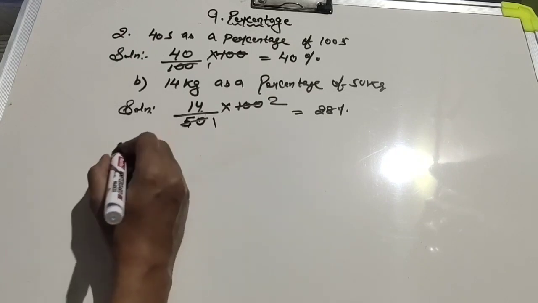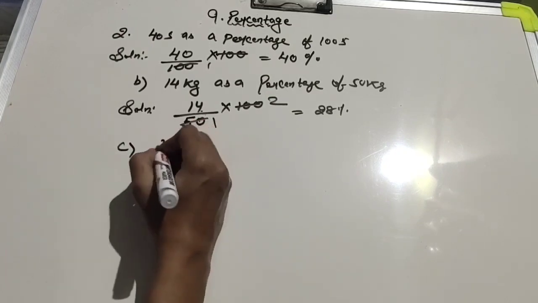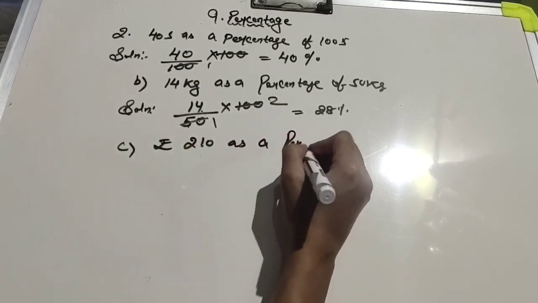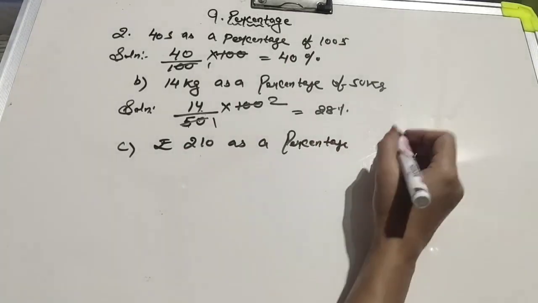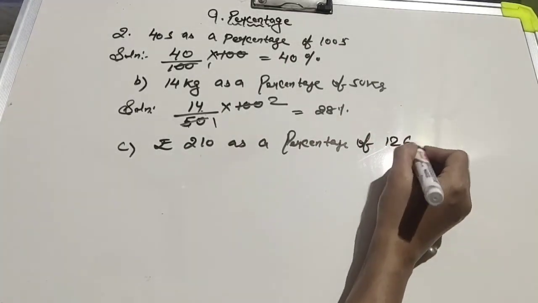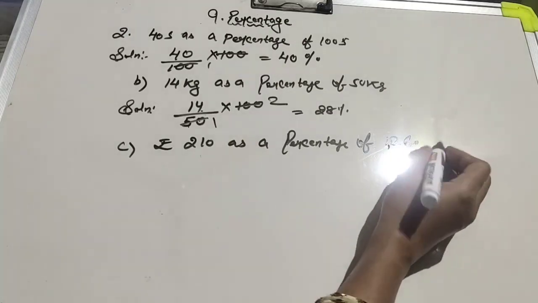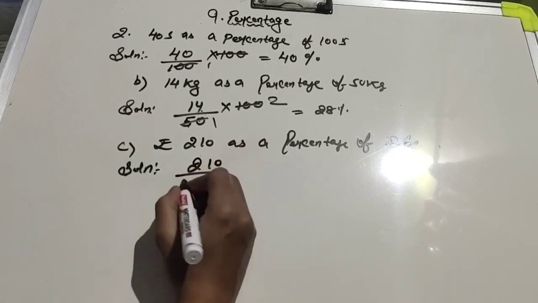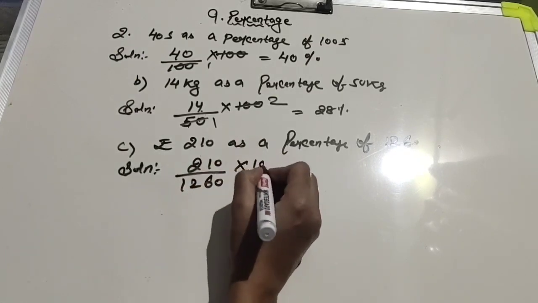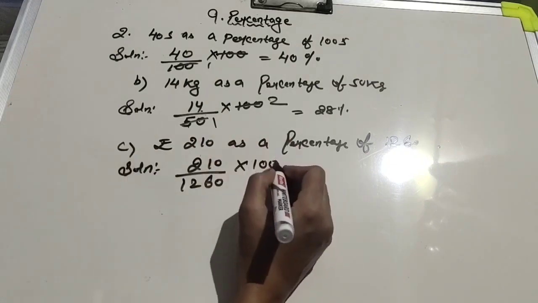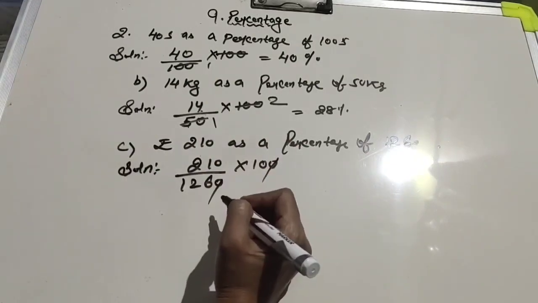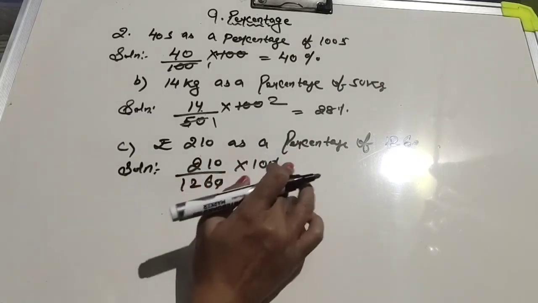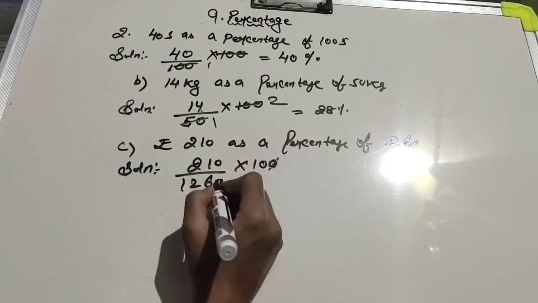Clear? Now move to question number C, which is given rupees 210 as a percentage of rupees 1260. Solution: 210 by 1260 multiply with 100. Okay, first of all you can see, no, this is not the way. The simple way we will go. 0 and 0 are in the same place, up and down we will cut.